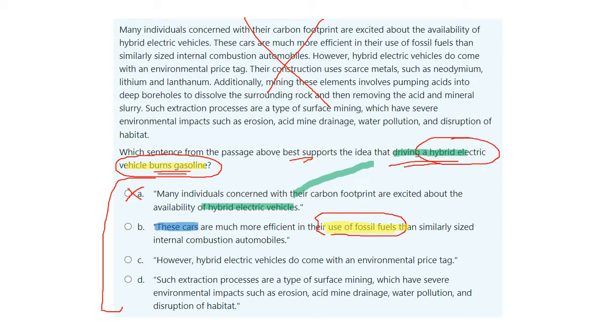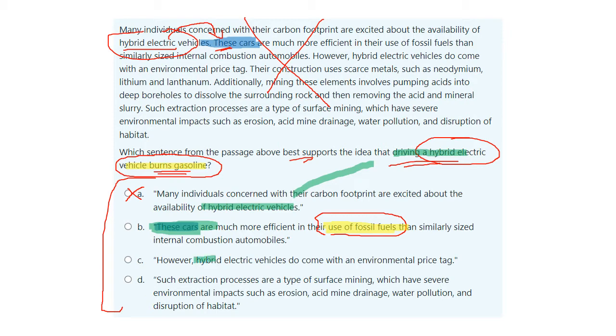We do need to go to the passage for a moment. If we go to the passage, we see that these cars are here. And what is just before these cars? Hybrid electric vehicles. So the word these is referring to hybrid electric vehicles. So actually, we do have hybrid electric vehicles in answer B. We have both parts of our idea.